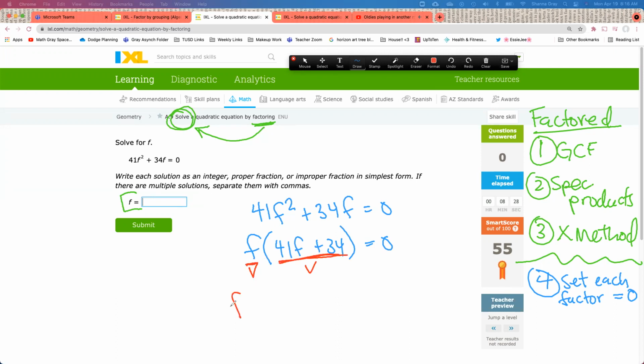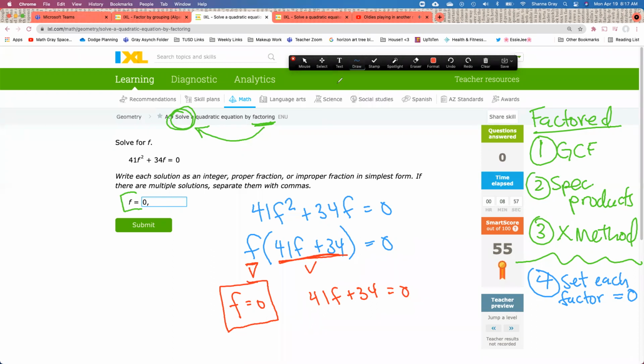So I need to set each one equal to 0. I'm basically just going to take f, and then put equal 0 at the end. For this one, 41f plus 34 equals 0. This is one solution. So when I'm writing my solutions in here, I'm going to put into my box 0. And then notice it says separate each solution with commas. So after the 0, I'm going to put a comma because I'm going to have another solution here.